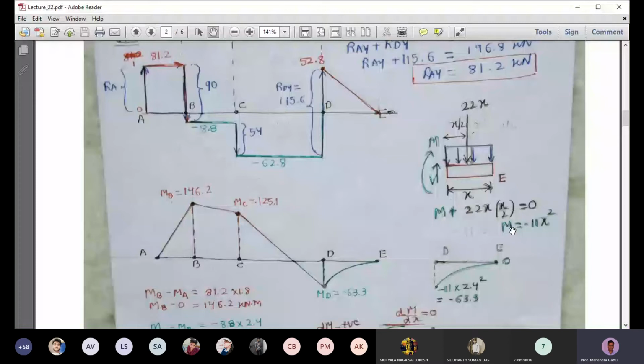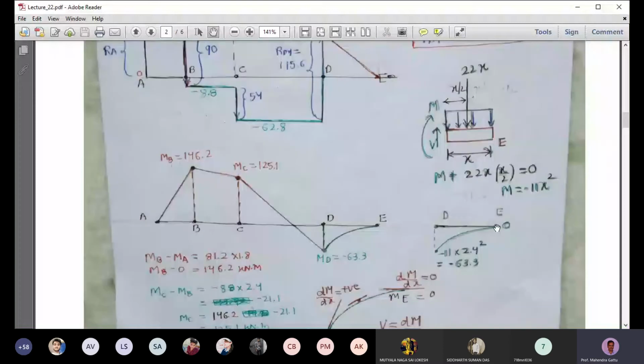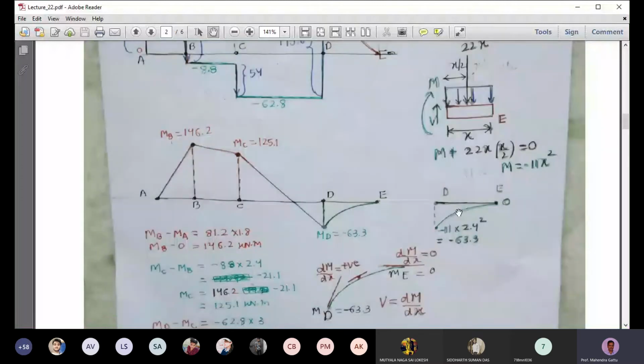From E, where it is starting, bending moment is 0. As we move towards D in the negative way, at D it will be minus 11 into 2.4 square, so minus 63.3. So it's a parabola. So we're getting this curve like this. If you see this curve, it is pretty much what we get by that reasoning that dM by dx is equal to shear force, which is decreasing. As a result, the slope will decrease and it is going to 0. So both are logically consistent.